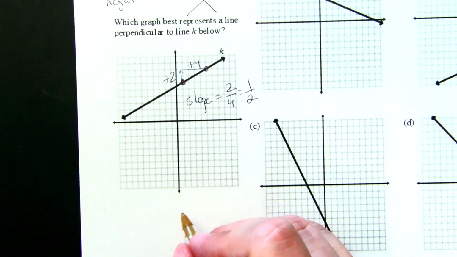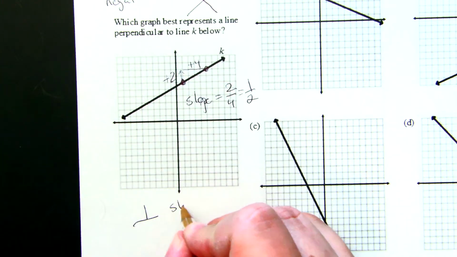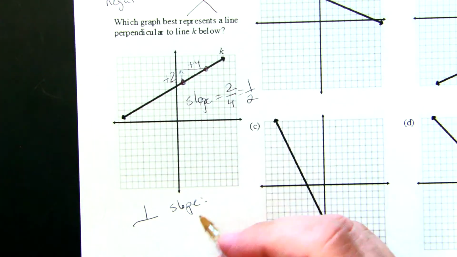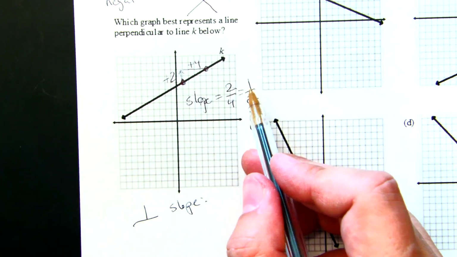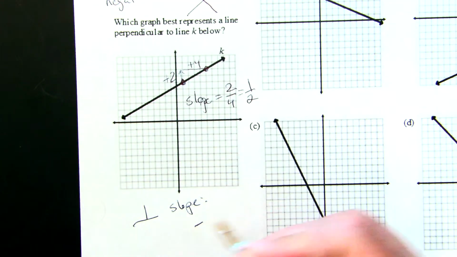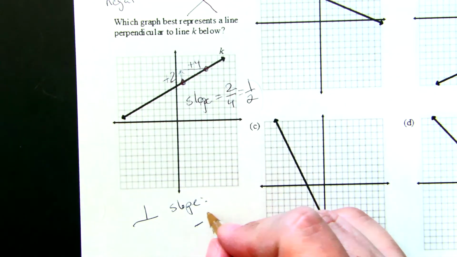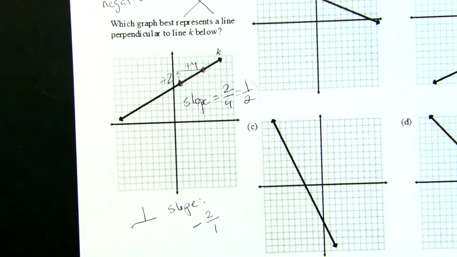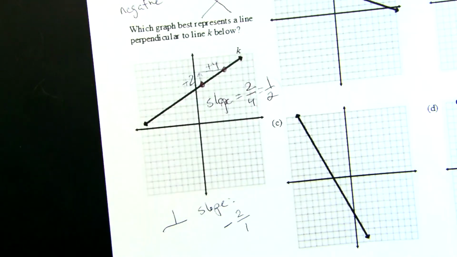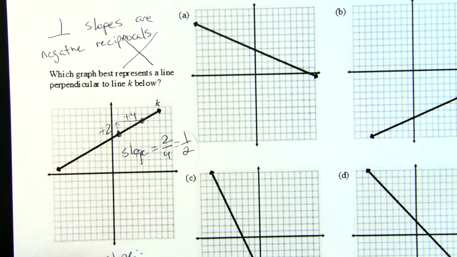That means the perpendicular slope is going to be the negative reciprocal. So if it's positive, I change the sign, so I make it negative. And then I flip the fraction. So I get negative 2 over 1. Okay, so now all I have to do is look for the line that has a slope of negative 2 over 1.